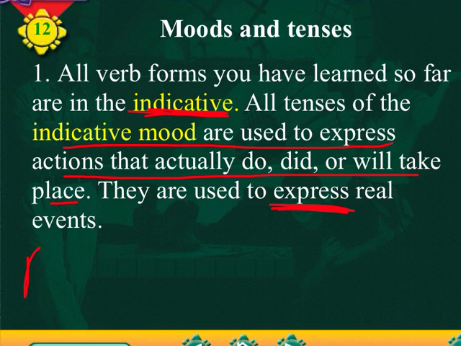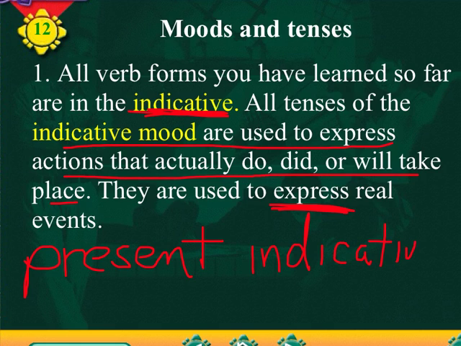So the present tense that you already know, that you learned way back, is now going to be called the present indicative. The present indicative, because everything that you learned either expressed a real action or a real event, something true, something factual, or maybe asked a question about something true, something factual.